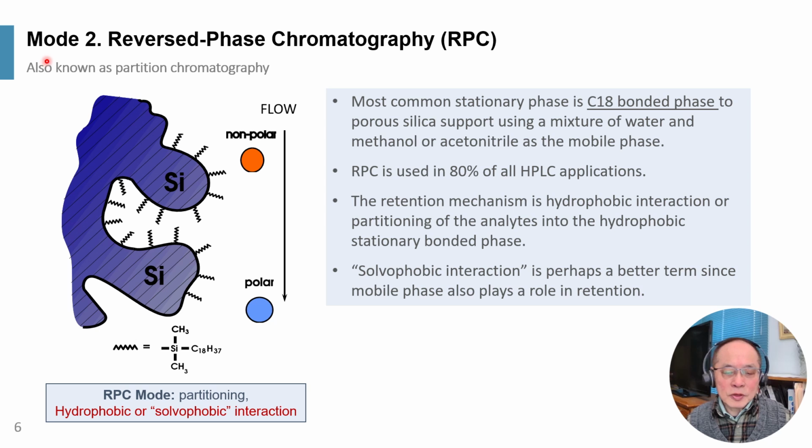Mode number 2 is reverse phase chromatography, or RPC, also known as partition chromatography. Shown on the left-hand side is a silica particle with pores inside and bonded with a C18 hydrophobic ligand, octadecyl silane ligand, shown here. So the surface of the stationary phase is definitely hydrophobic or non-polar. We are always using a mobile phase consisting of an aqueous mobile phase, either buffer or acidified or basified.